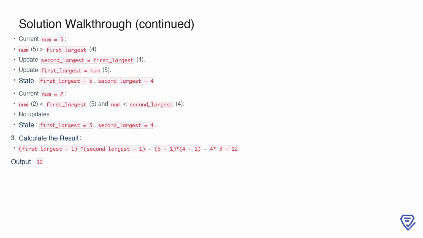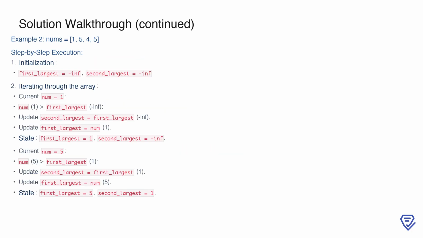In this example, the array is [1, 5, 4, 5]. We begin by initializing first_largest and second_largest to negative infinity. The first number, 1, is greater than first_largest, so we update second_largest to the value of first_largest, which is still negative infinity, and then update first_largest to 1.